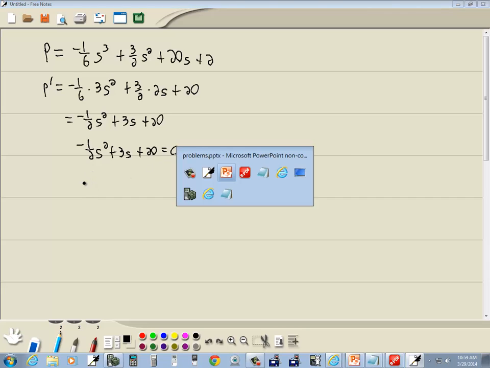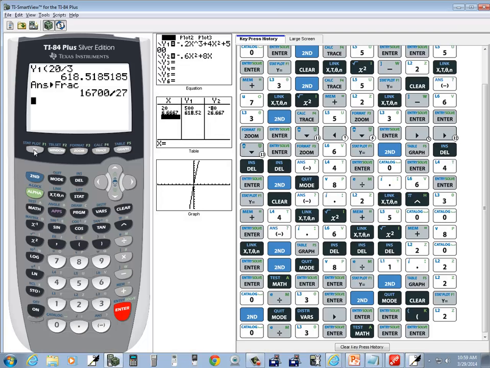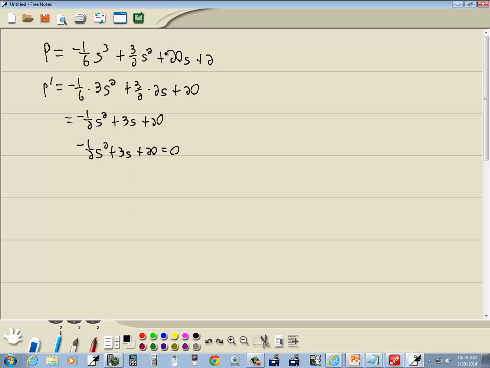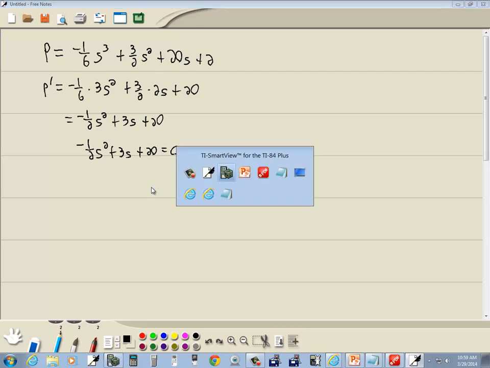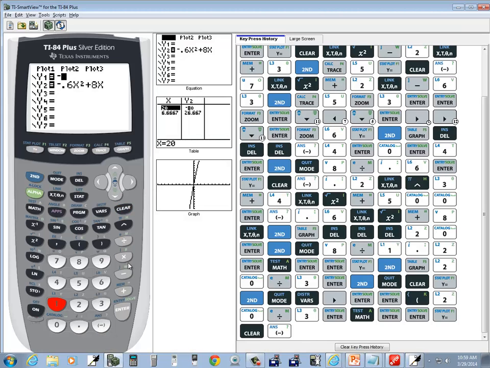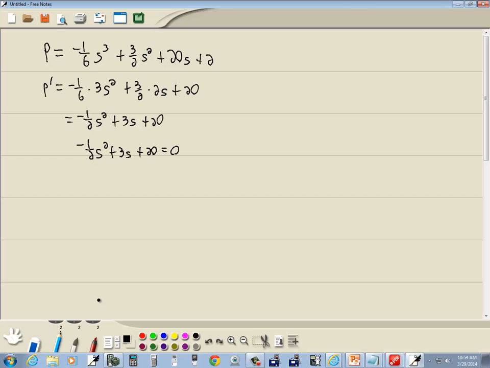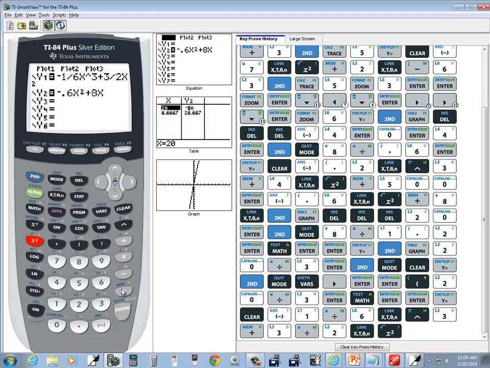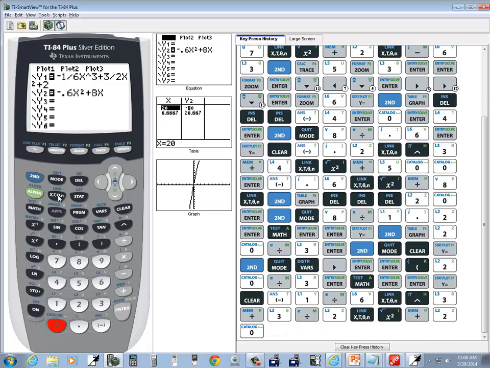I'm going to use a calculator. I'll be lazy. Now I'm going to do my convention. I'll put my polynomial, the original function, on y1. So I've got negative 1 divided by 6, x to the third, different variable but same idea, plus 3 divided by 2, x squared, plus 20x, plus 2.